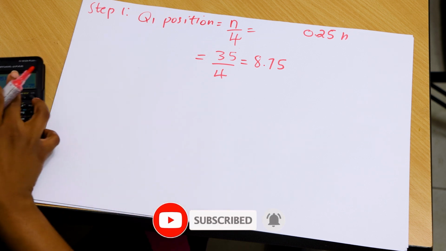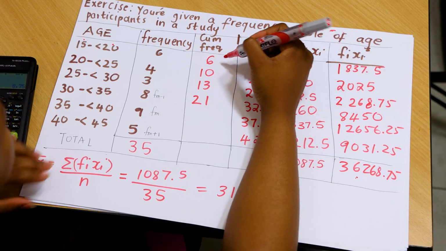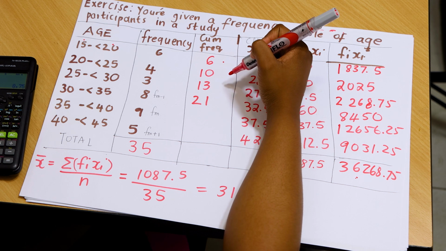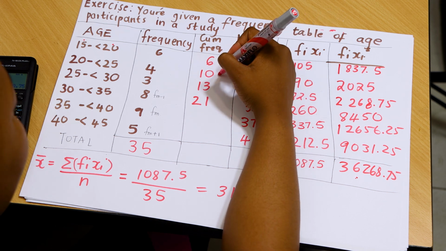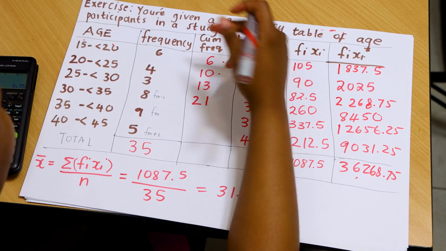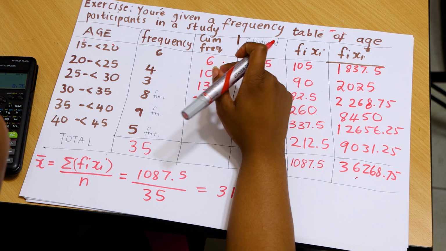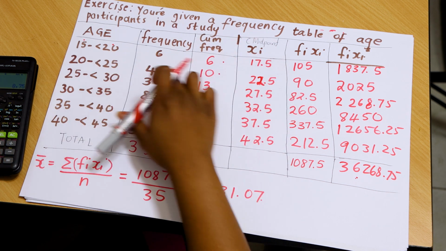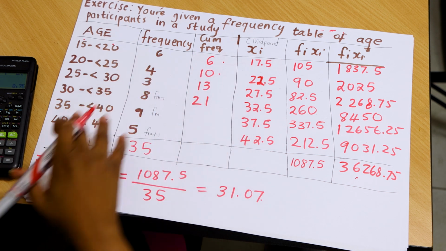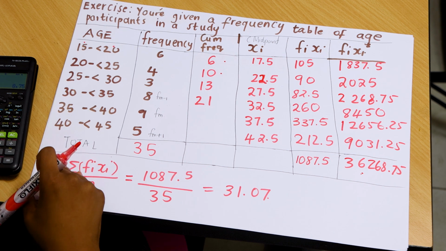Now let's locate that on the cumulative frequency. Here we only have 6 points, so the 8th position cannot be here. On the next one we have 10 points, since we moved from 6 points to 7, 8, 9, 10. So the 8th position is somewhere on the interval from 20 to less than 25. That means it's our Q1 interval.